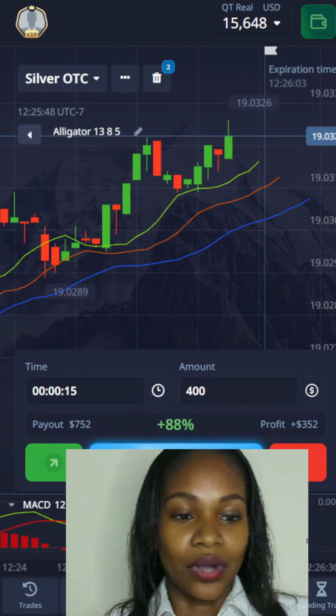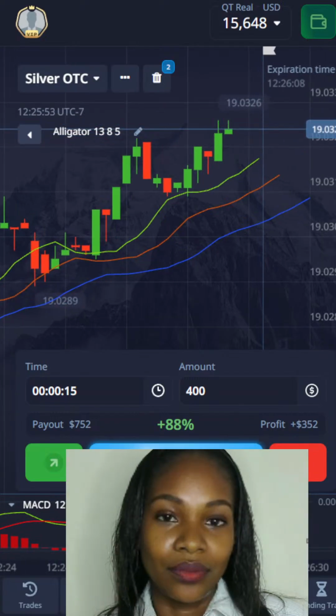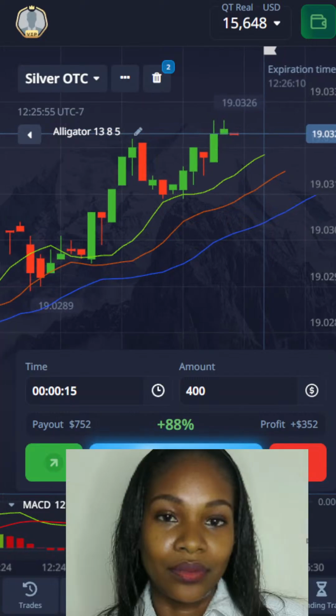We've looked at the market direction. We have looked at market structure. Then we also have the candlestick.